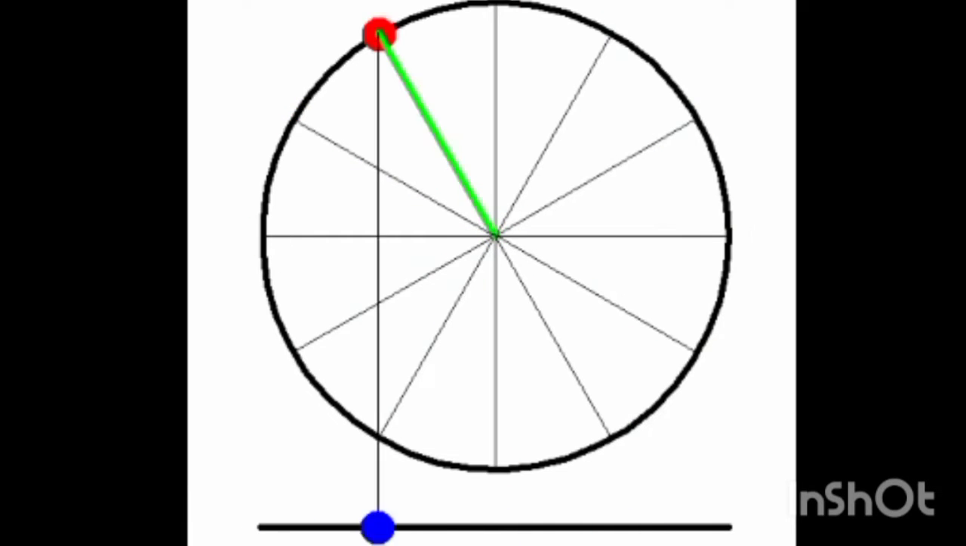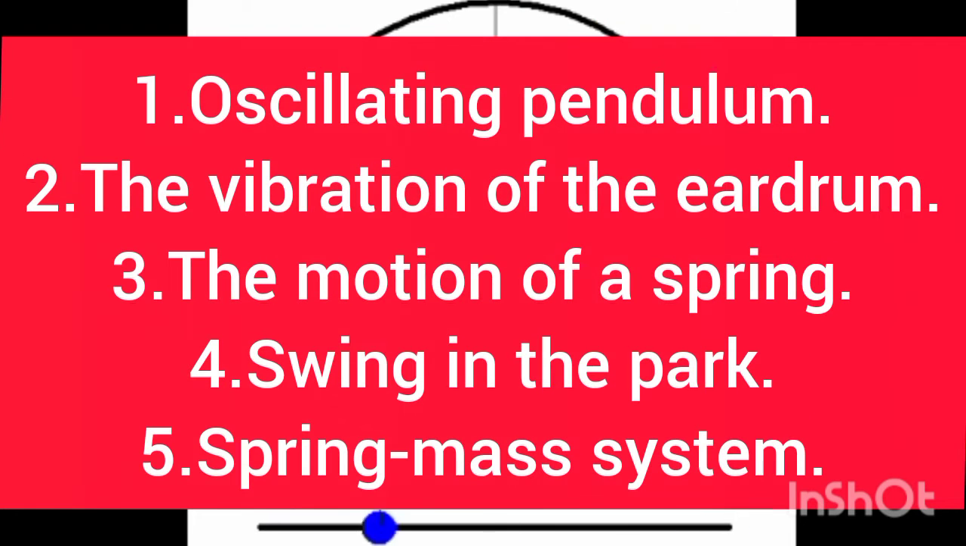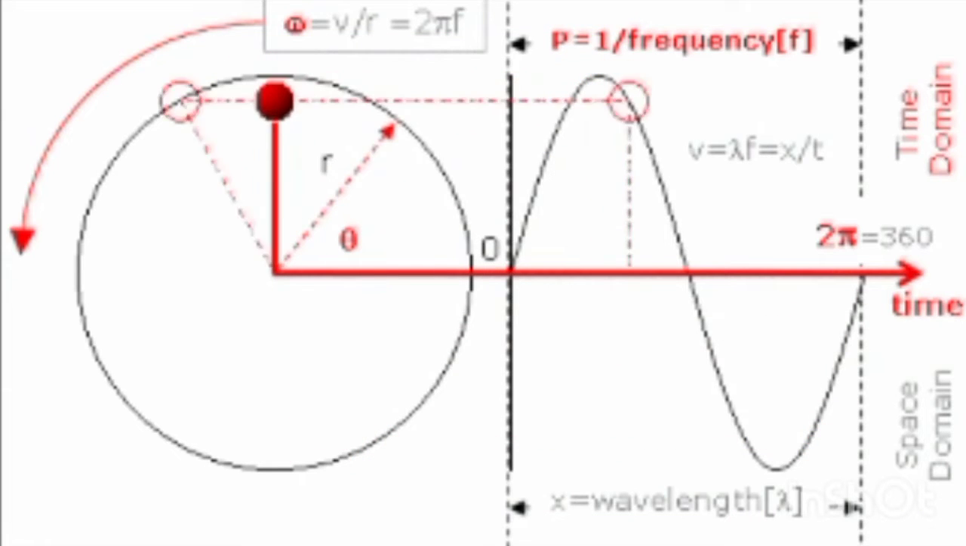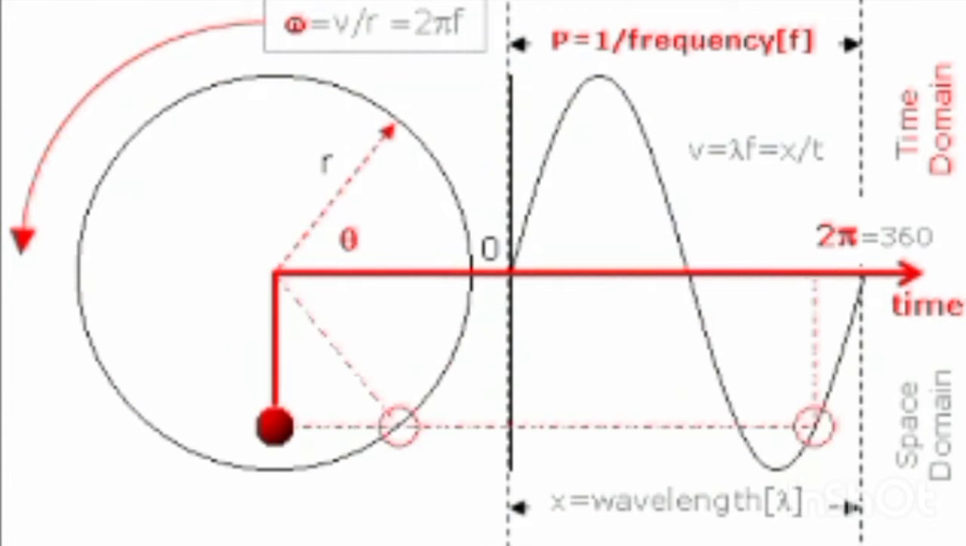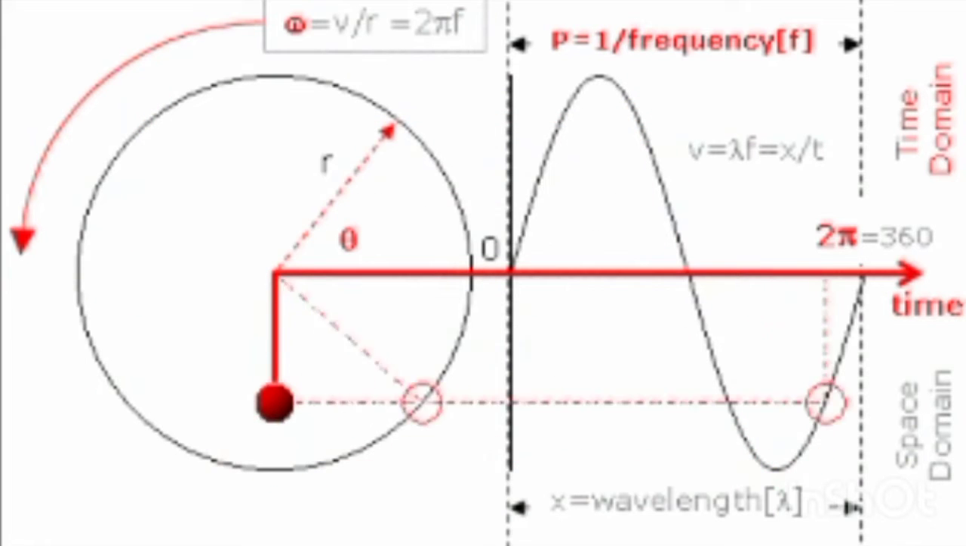Now, if I may ask you, what are examples of simple harmonic motions? The thick ball is moving up and down while the dotted line ball is moving in a circle and they are meeting at a particular point. This is simple harmonic motion, and all these things are related.